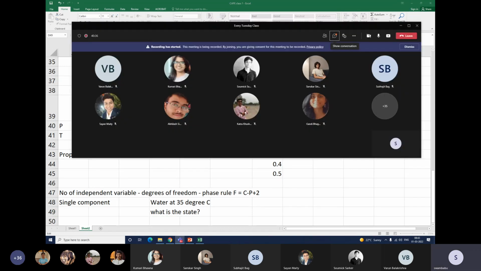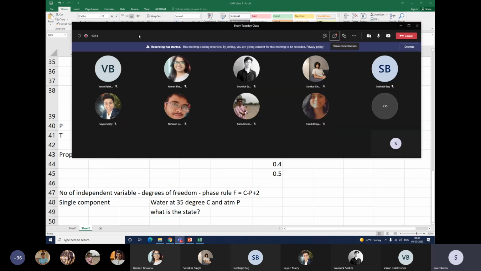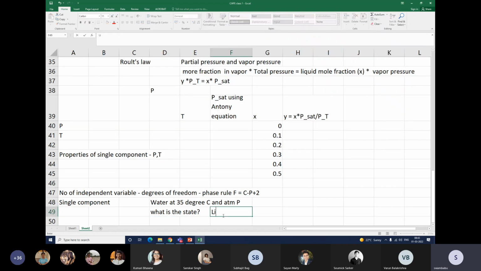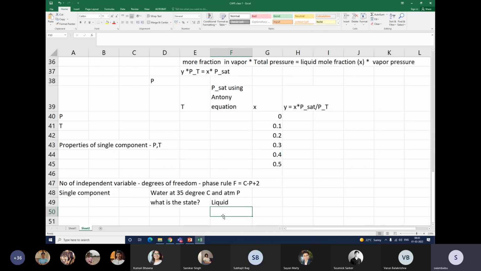Are we able to tell the state of water at 35 degrees centigrade? No, sir, we cannot tell. What else do we need to know? Pressure. Yes, we need to know the pressure. Water is at 35 degrees centigrade and atmospheric pressure. If we tell both, then only will we be able to tell the state. We can easily say, yes, this is a liquid state. So to find out the state of liquid, we need to know two properties. That means we need to define a minimum of two properties, which we can tell from the degrees of freedom.